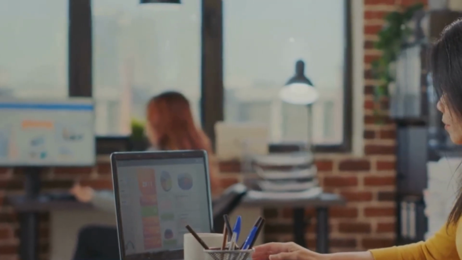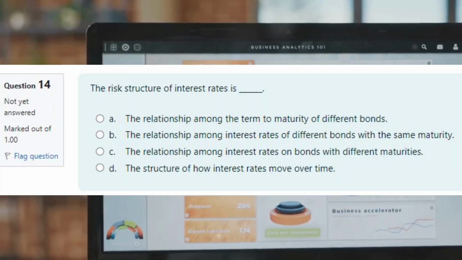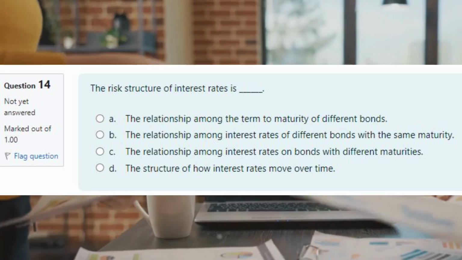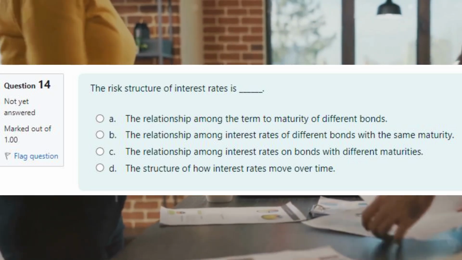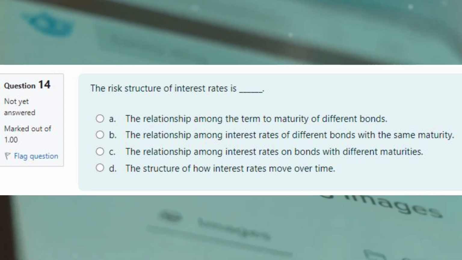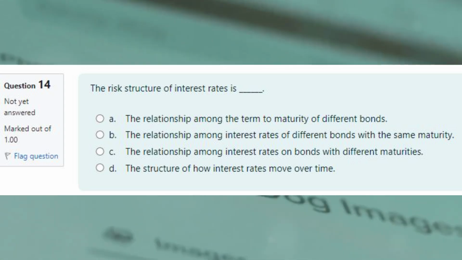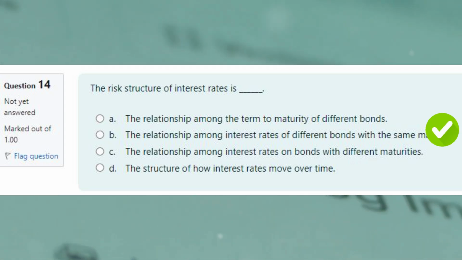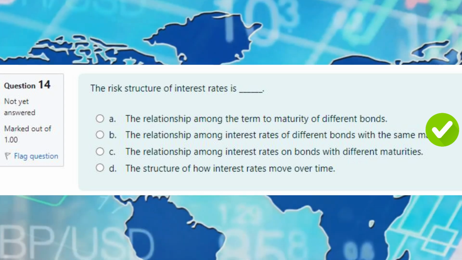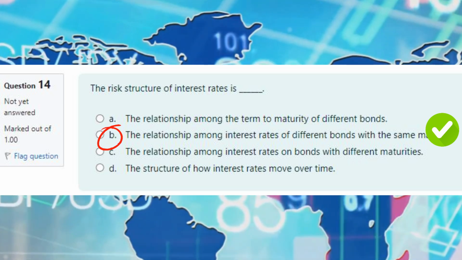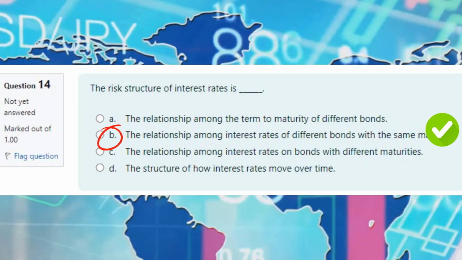Next up, on question number 4, let's break down the concept of the risk structure of interest rates, crucial for understanding investments in bonds. What does the risk structure of interest rates refer to? A. The relationship among interest rates for bonds with different maturities. B. The relationship among interest rates of different bonds with the same maturity. C. The effect of inflation on interest rates. D. The impact of central bank policies on interest rates. The answer is B. I will explain why.